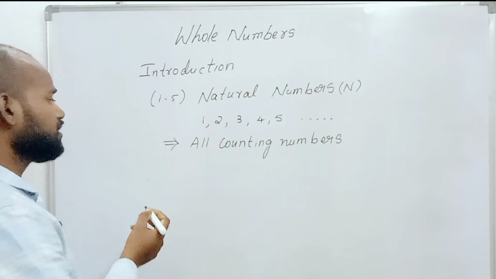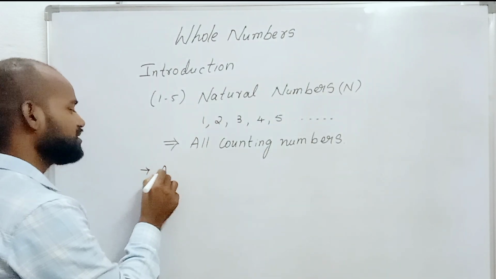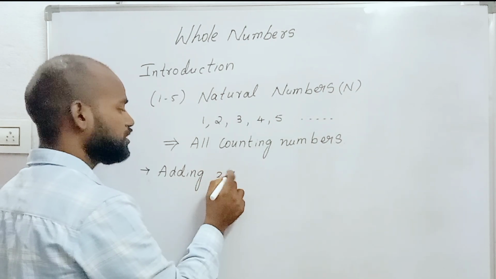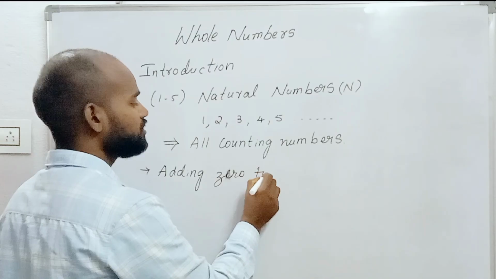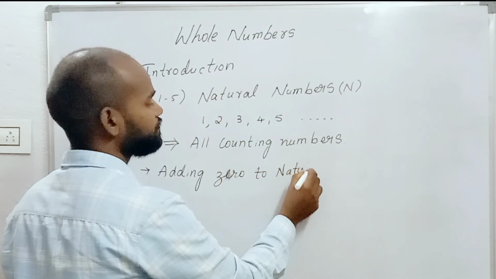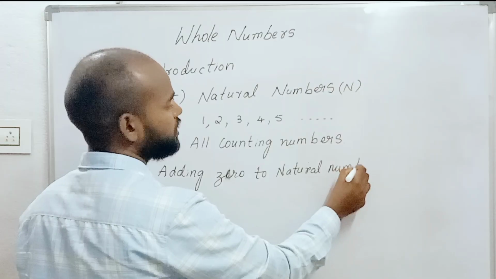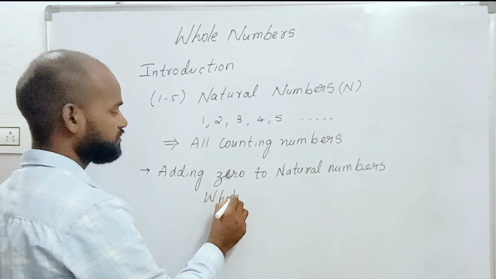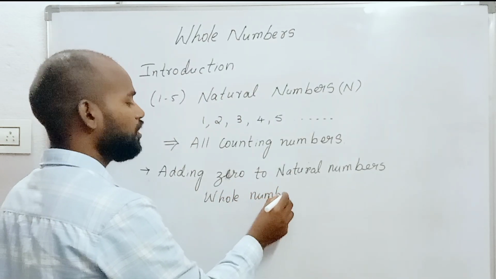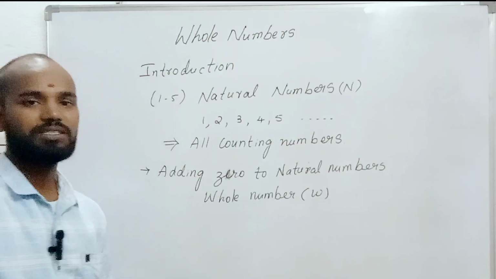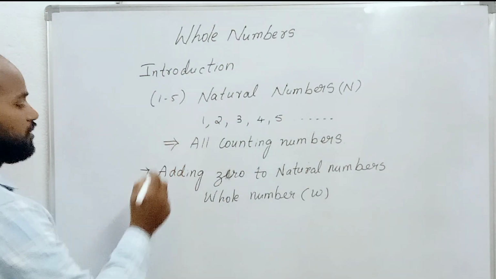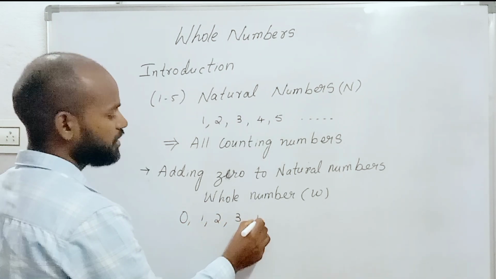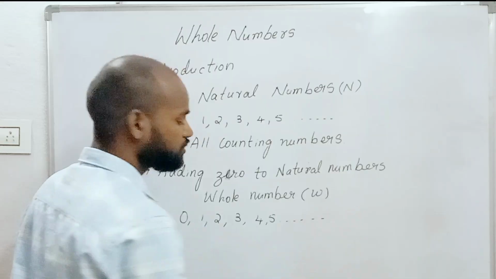So what is a whole number? Adding 0 to the natural numbers, we get whole numbers. Whole numbers are represented with capital W. Now whole numbers start from 0, 1, 2, 3, 4, 5, and so on.